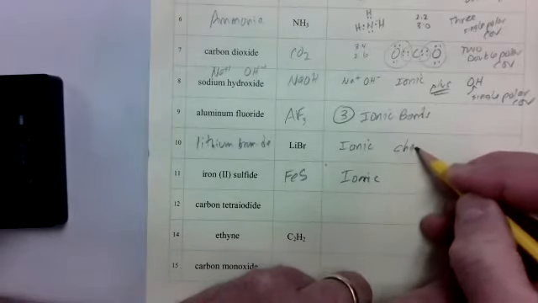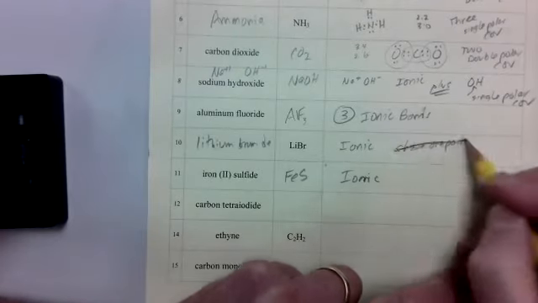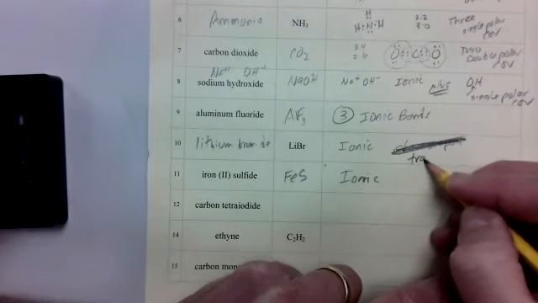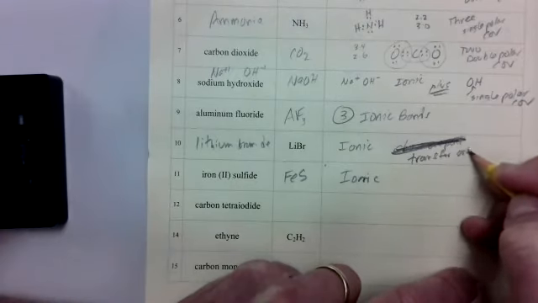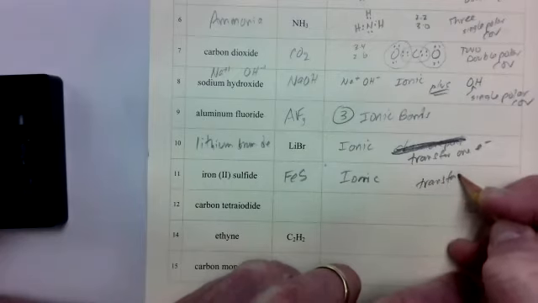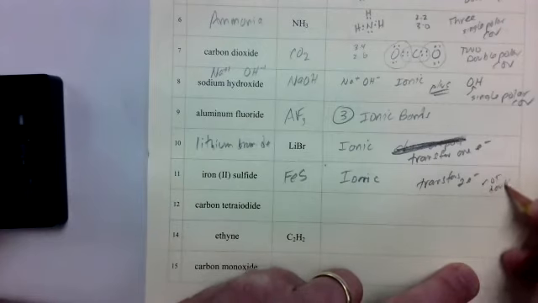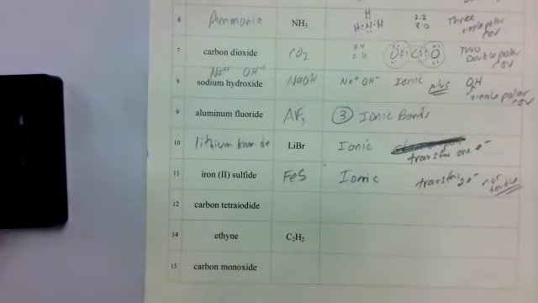Now, this is important. These share 1 pair of electrons. No, these transfer 1 electron. This transfers 2 electrons, but it's not a double. There's no such thing as double ionic or triple ionic or even single ionic. It's ionic. This transfers 1 electron, this transfers 2 electrons, but they are not sharing, okay?